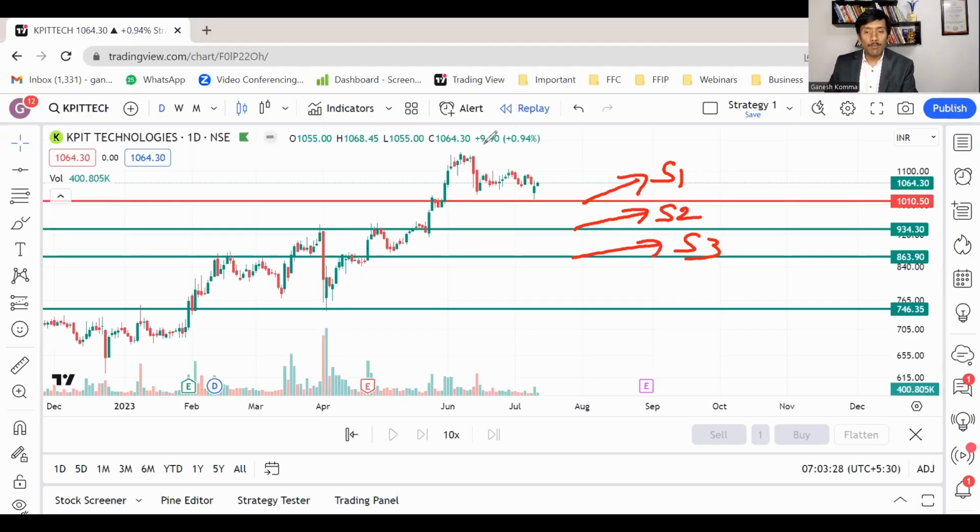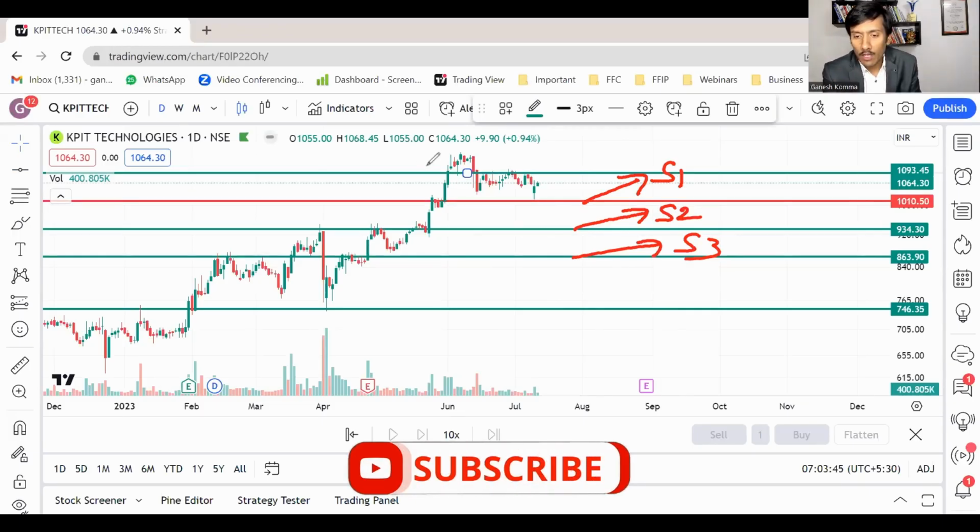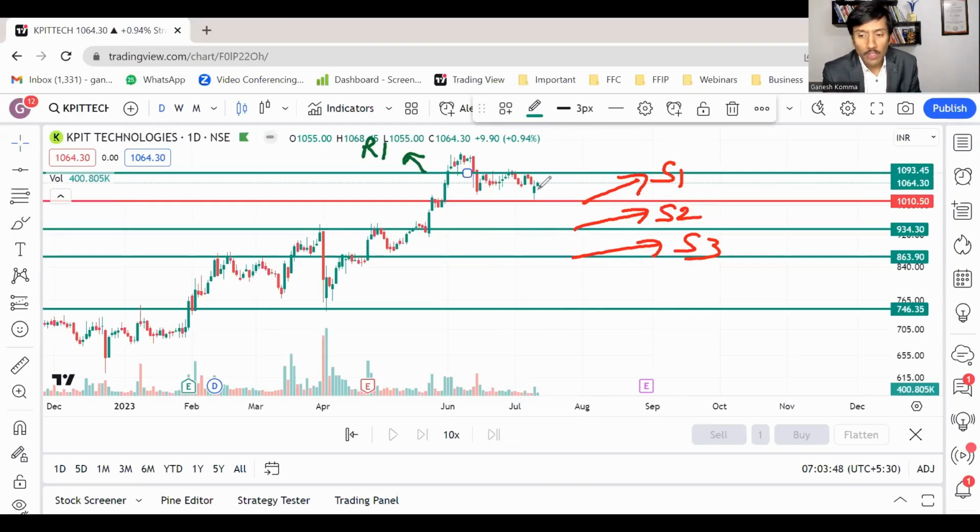Sir, at this point, what are my levels for resistance? If you see here, this is one zone for you, which is R1. If the stock is again retracing and crosses your 1093 level with a good volume, the stock KPIT is crossing its resistance, and I'm able to see more buyers coming in. This will be a good entry point for you.